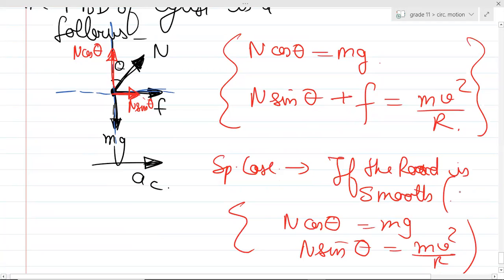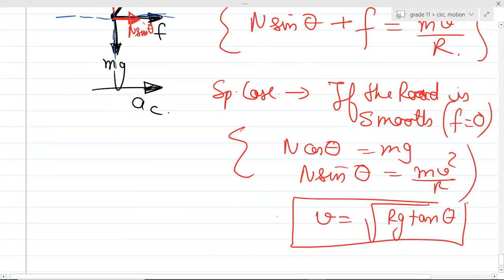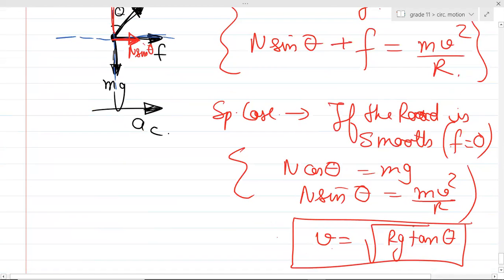No friction will be there. Are you getting my point, guys? So here also v is equal to under root of rg. This will be the final result. Is this clear, guys? Is this clear, guys?